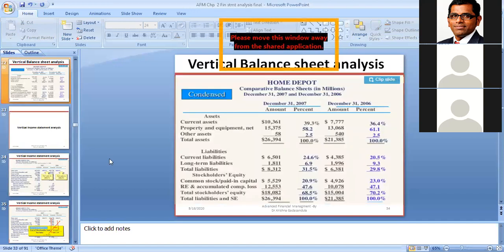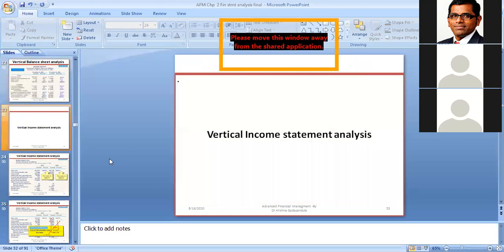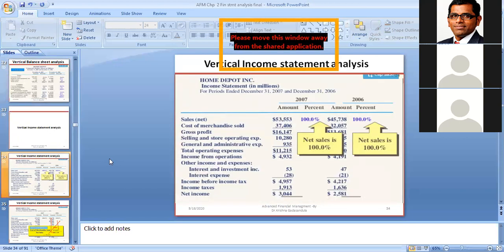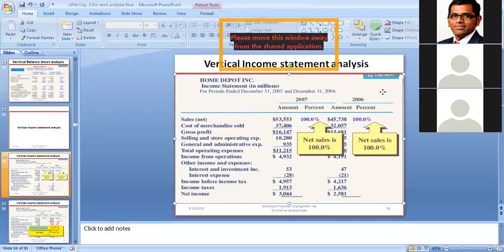Vertical analysis. This has been done. Right, this 100 we are taking here is sales. Sales is 100.